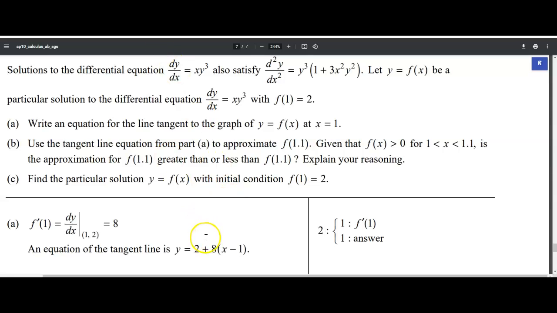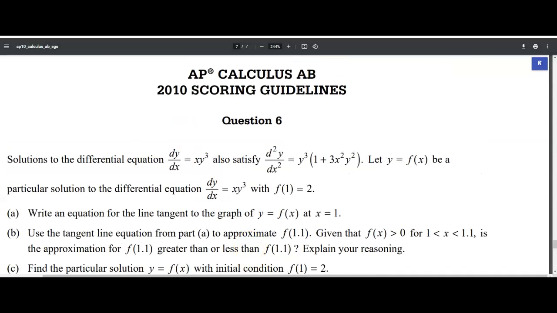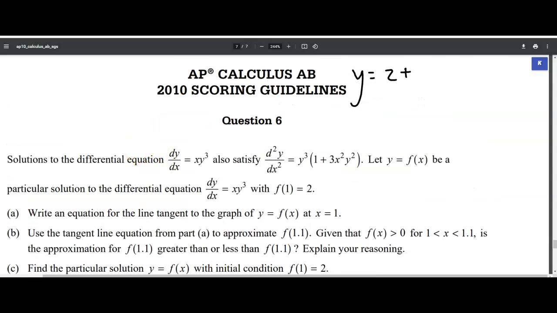So here's our tangent line. Y equals 2 plus 8 times x minus 1. So let's write that out. Y equals 2 plus, is that what it was? I'm sure I read that right. Yep, 2 plus 8 times x minus 1. Okay, so there's my tangent line.